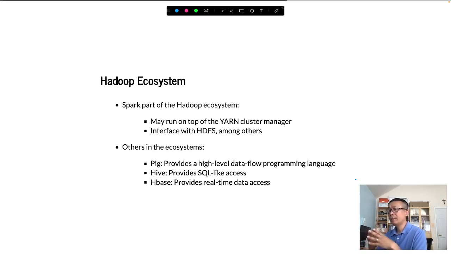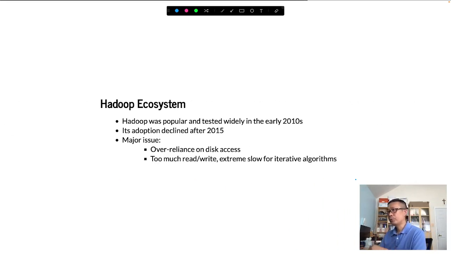There are others in the ecosystem, such as Pig, to provide a high-level data flow programming language, Hive to provide SQL-like access, so you can run SQL statements or SQL-like statements on top of Hive to be able to gather and aggregate data. There's also HBase, which provides real-time data access. So there are lots of things going on with the Hadoop ecosystem as part of Spark more recently.